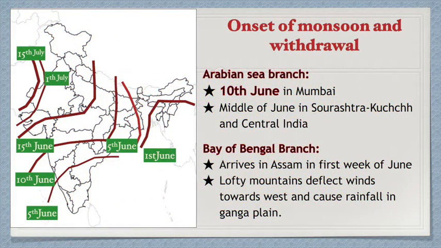And in the Arabian Sea branch, it reaches Mumbai on 10th June. It reaches the middle of Saurashtra and Kutch region around the middle of June. Whereas in the Bay of Bengal branch, it arrives in Assam in the first week of June. This wind is deflected by the lofty Himalayan mountain ranges towards the west and causes rainfall in the Ganga plain.